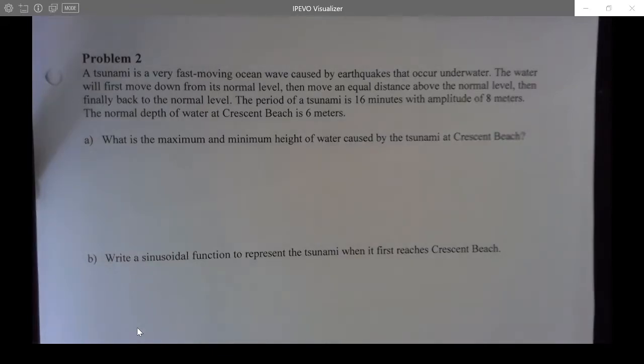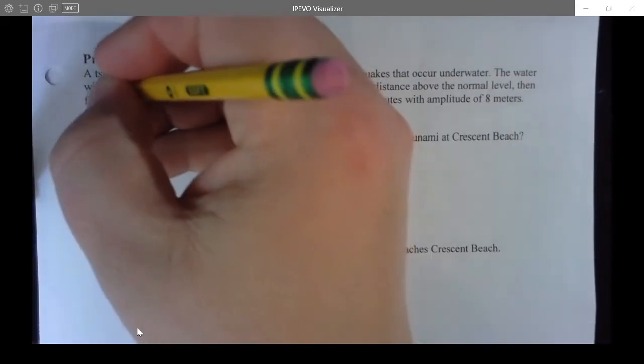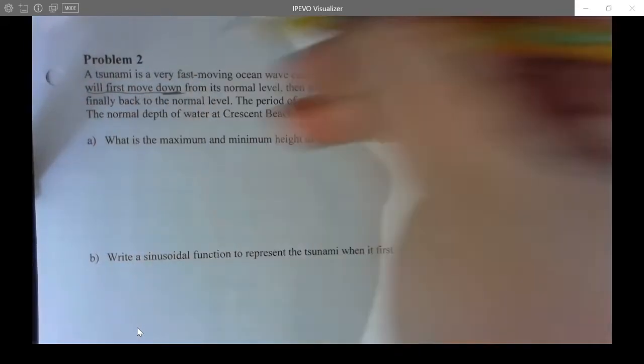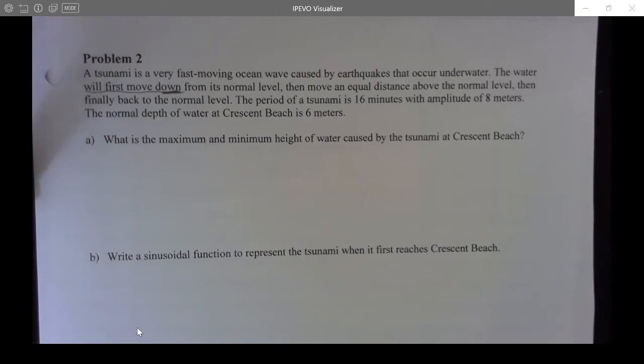A tsunami is a very fast-moving ocean wave caused by earthquakes that occur underwater. The water will move first down from its normal level. That's important. First moves down, then moves an equal distance above the normal level, then will finally be back up to the normal level. The period of a tsunami is 16 minutes with an amplitude of 8. And the normal depth water at Crescent Beach is 6 meters.